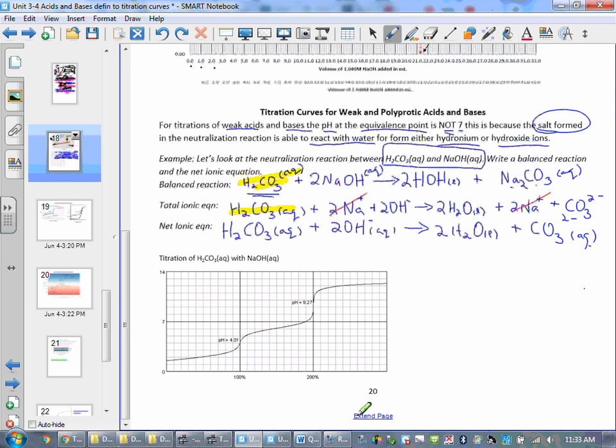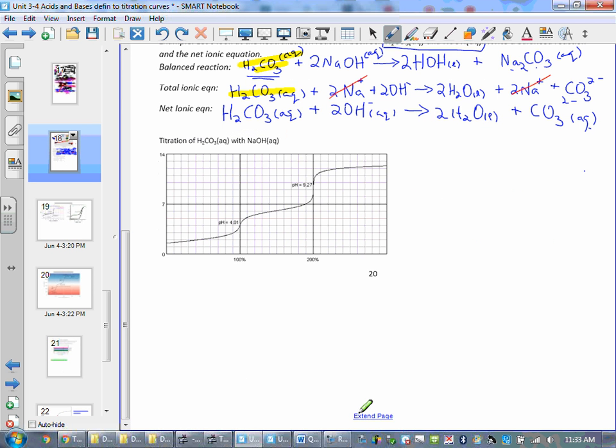Okay. So let's talk about the pH of this stuff. Is it still the same equation? It's on the second page, the next page. Different one on the next page.